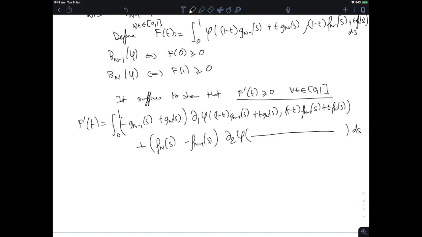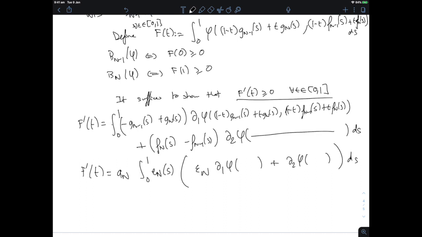Okay, now phi prime of t, you can rewrite this. This is equal to a_n times the integral from 0 to 1 of e_n(s) times epsilon_n d1 phi of the entire thing. Let's keep it like that for now. Plus d2 phi of the entire thing, ds.